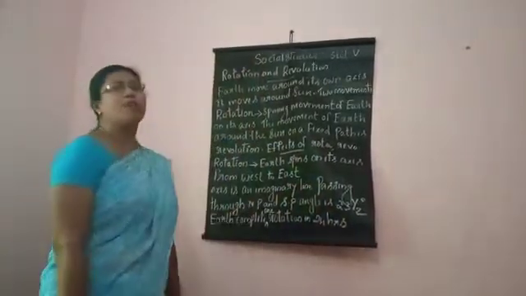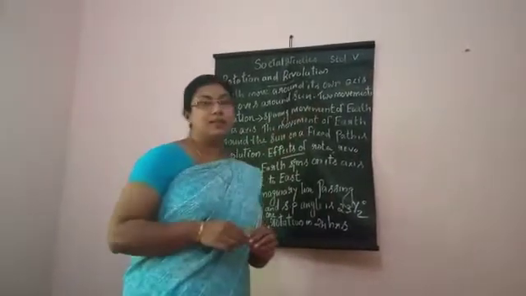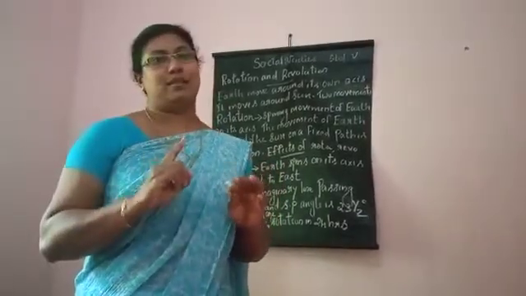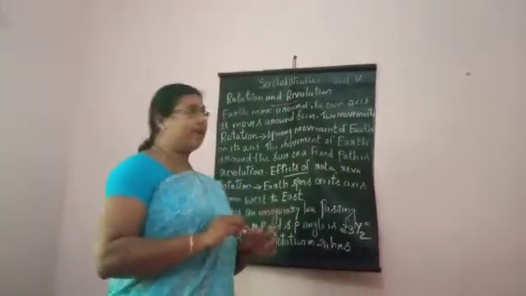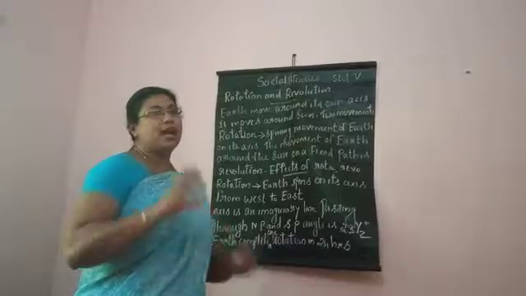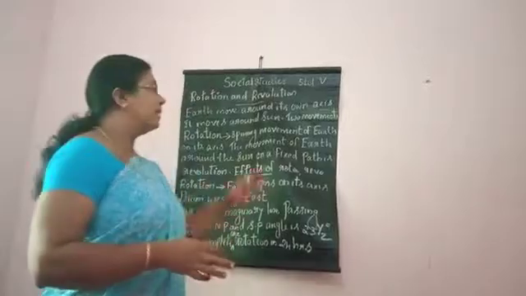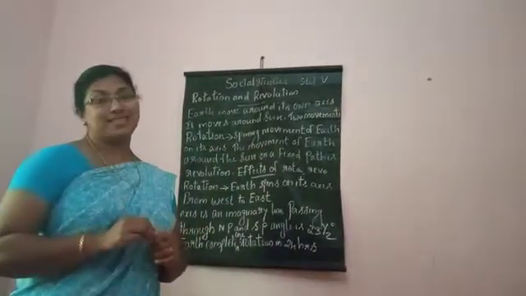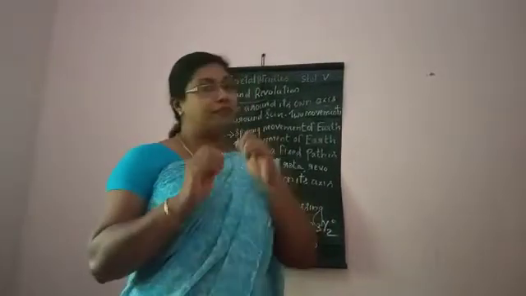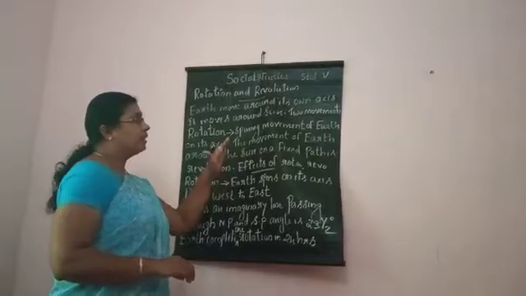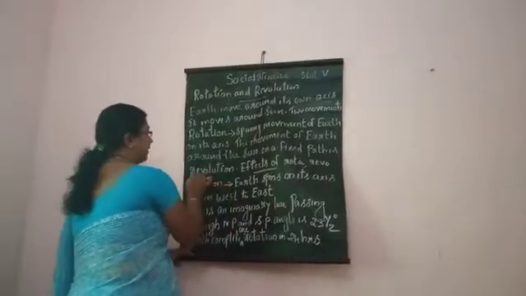So listen carefully. What is rotation? It is the spinning movement of the earth on its axis. The spinning movement of the earth on its axis is known as rotation. Like the spin ball in cricket, that is spinning. And the movement of the earth around the sun on a fixed path is known as revolution.